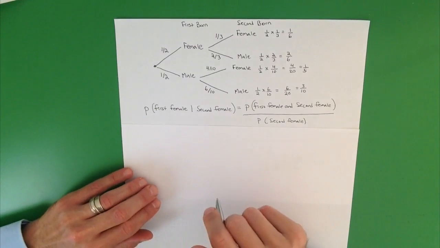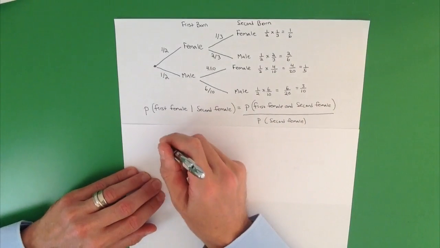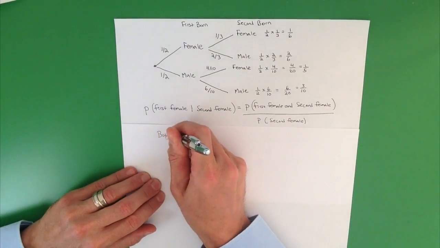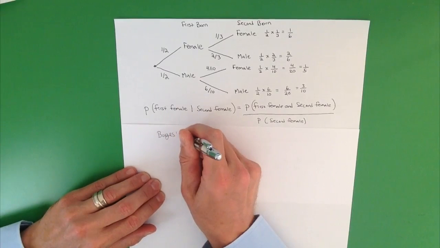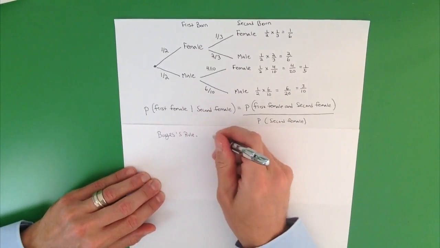We're going to discuss how to use Bayes' rule to solve the following problem. What is Bayes' rule? Bayes' rule is given by this formula.